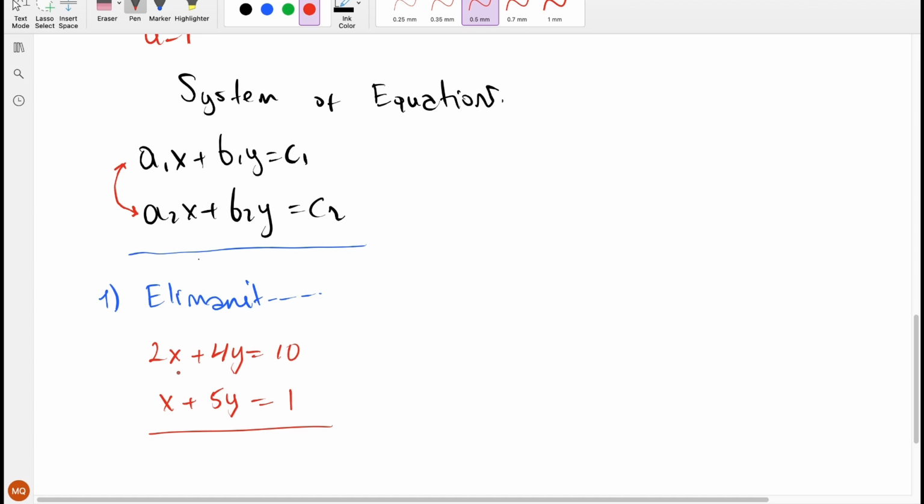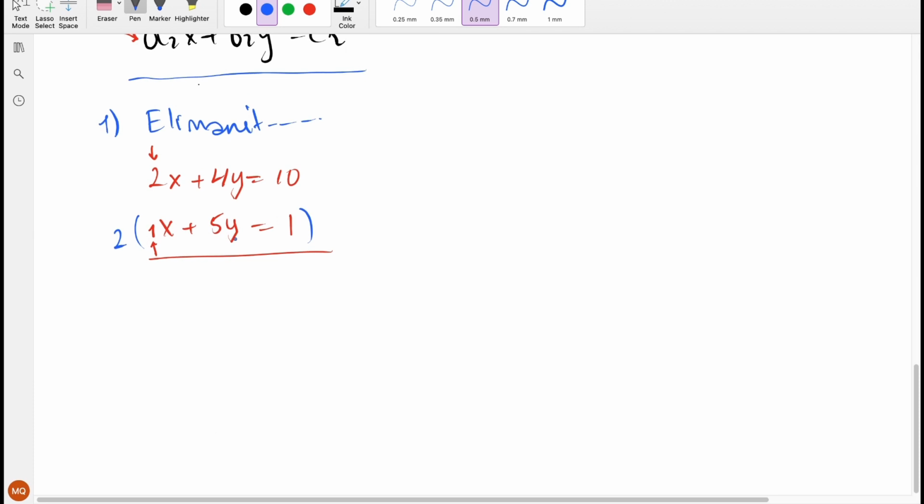Okay, here we can make the coefficient of x equal to each other. This one is 1. That's why I am choosing multiplying it by 2. Or you can divide the first one by 2, it's also right. So we will get 2x plus 4y is equal to 10.